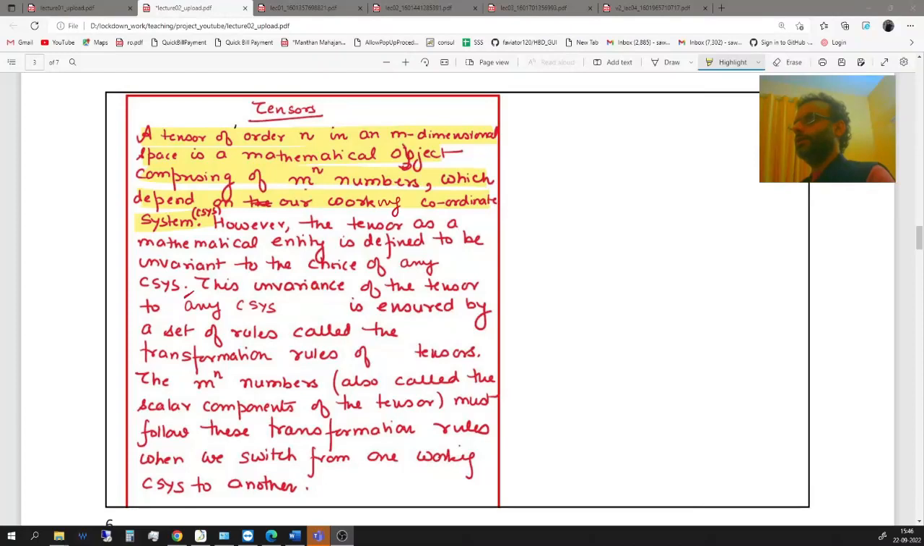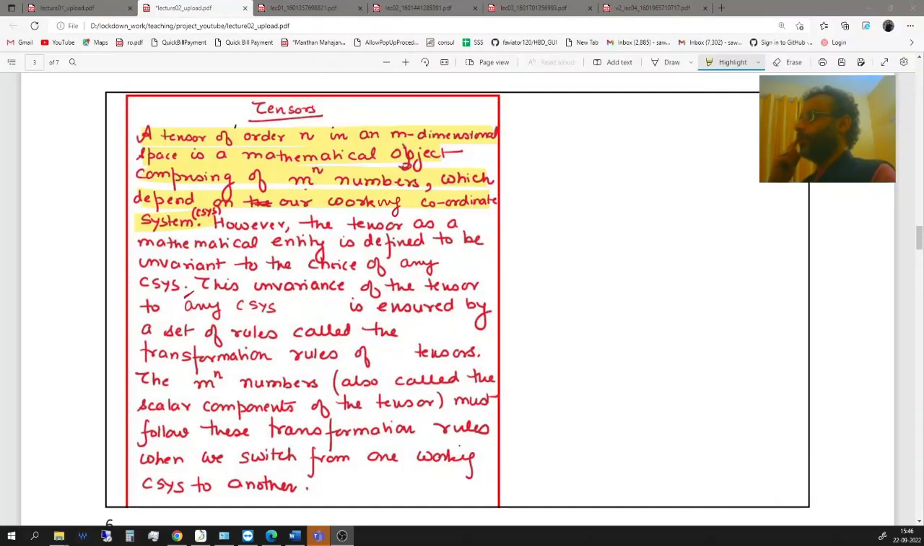So today's topic is tensors. We are going to learn what tensors are, how to express tensors in various coordinate systems, what the tensor transformation rules are, and then finally calculus of tensors. And we will discuss as much on these topics as is required for our course, mechanics of fluids.